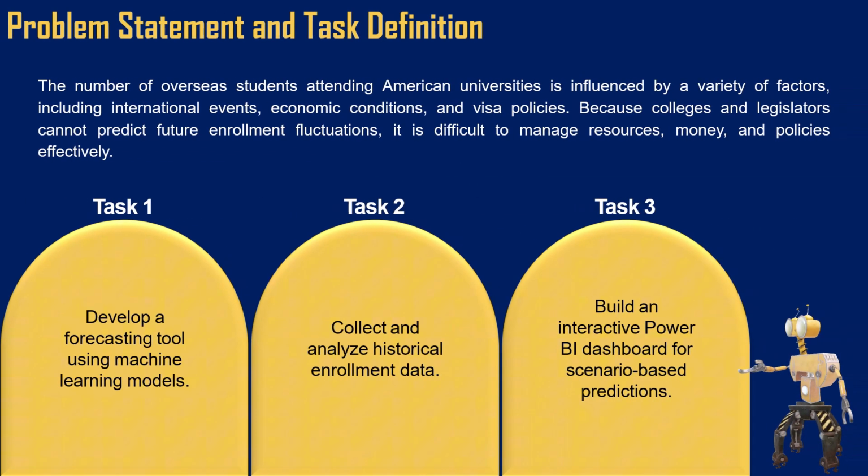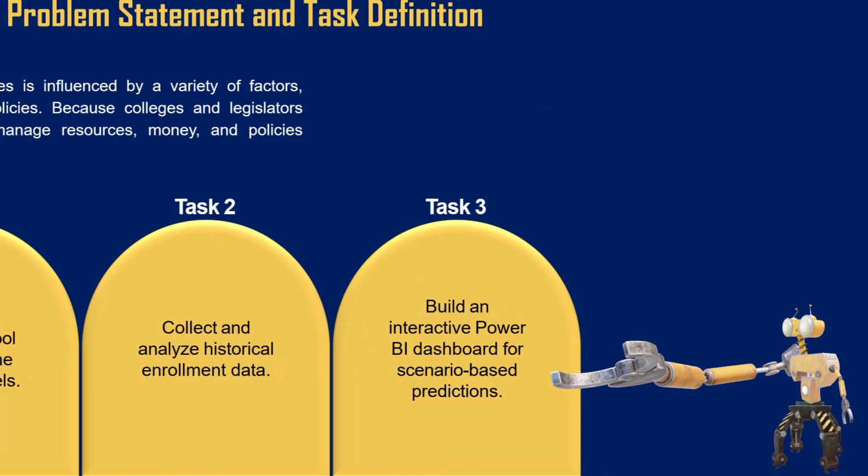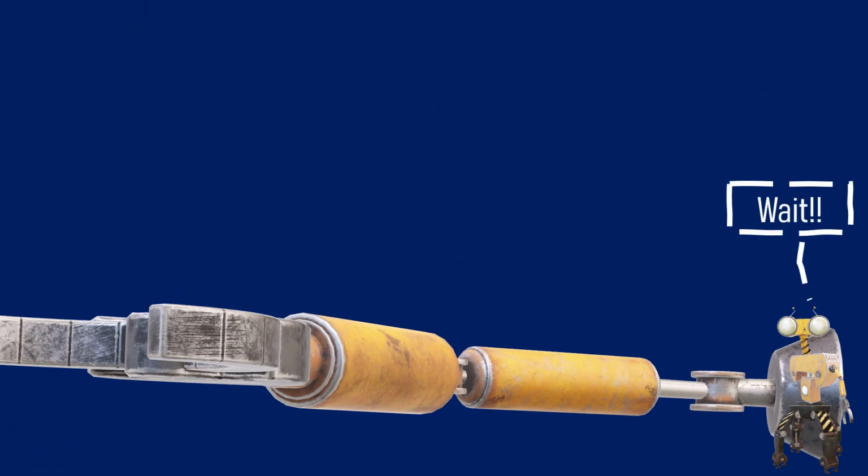The core problem we tackled was the difficulty in predicting the number of international students enrolling in US universities due to unpredictable external factors like global events, economic shifts, and visa policies. This impacts planning and resource management significantly. To address this, we defined three main tasks: data collection and analysis, building machine learning models for forecasting, and creating an interactive dashboard. Now, my teammate Vamsi will take over.